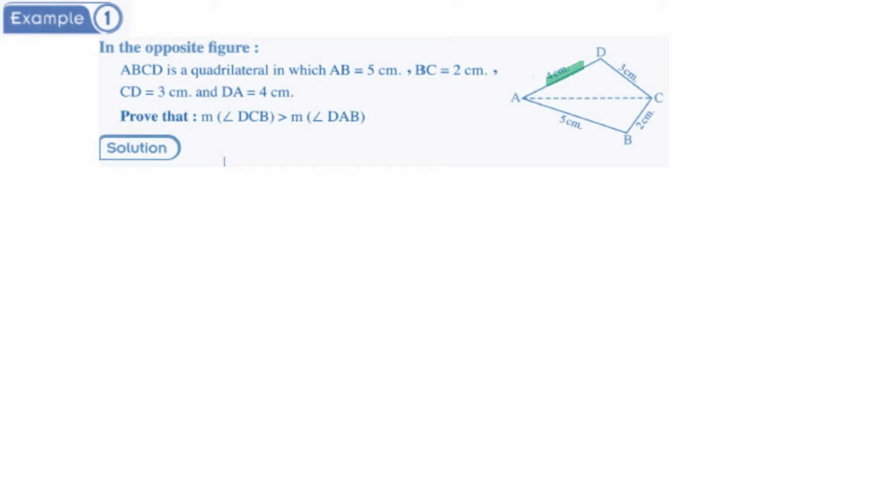In the first one, ADC, we have AD, this side, greater than DC, so the greatest side is opposite to the greatest angle, so angle DCA, this angle, is greater than this one. And this is the first part of the question.